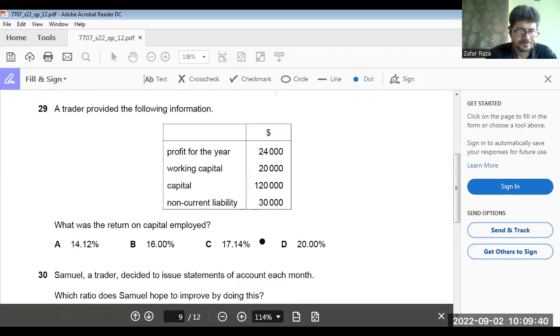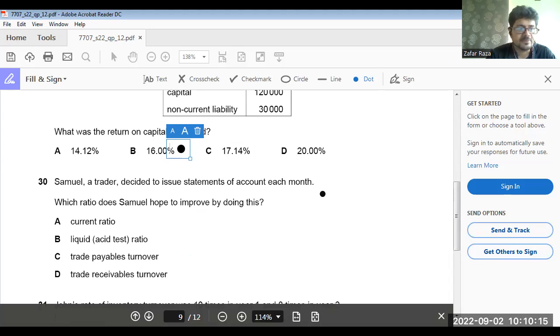A trader provided the following information: profit, working capital, capital, non-current liability. What was return on capital employed? So capital employed would be 1,50,000. How? Capital employed means capital plus non-current liabilities. This is return 24,000. 24,000 divided by 1,50,000 multiplied by 100. 16% is the answer.